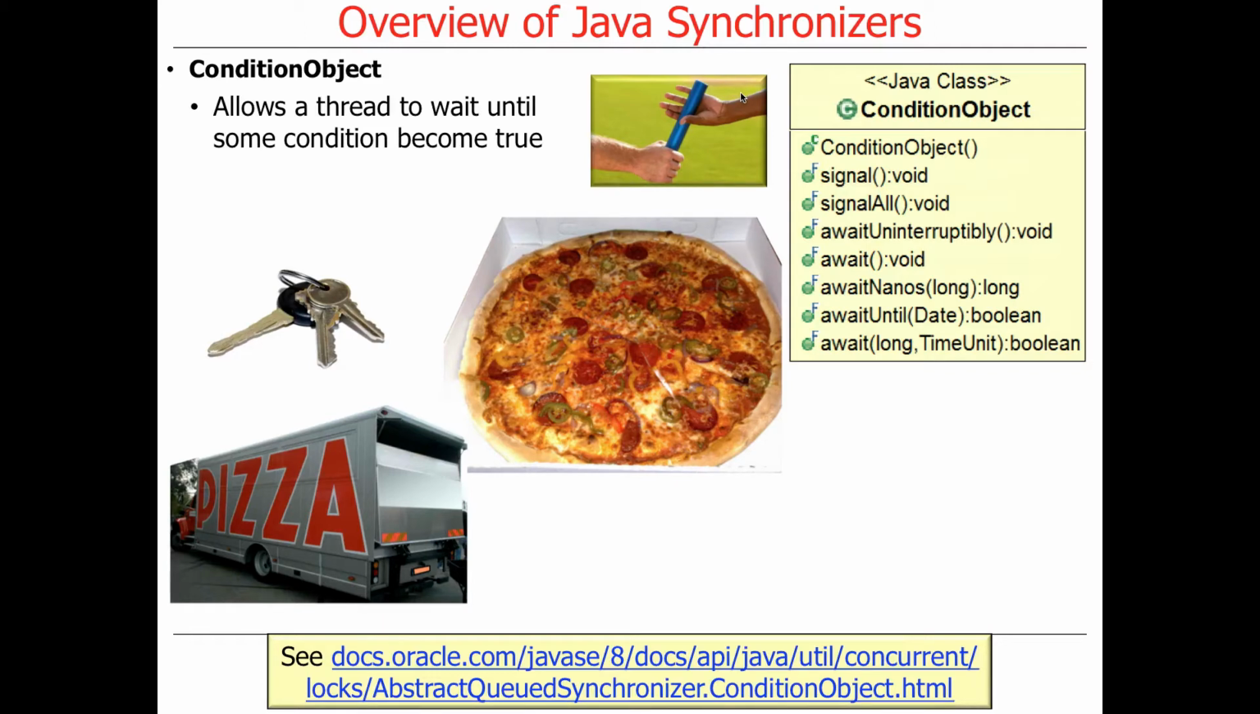So your life as a pizza delivery person is sleep, sleep, sleep, get woken up, get signaled. You can see it says signal. You wake up, you go over, you try to grab the keys, you try to grab the pizza. If you get them, you go off and deliver. If you don't get them, you go back to sleep, which is basically a wait.